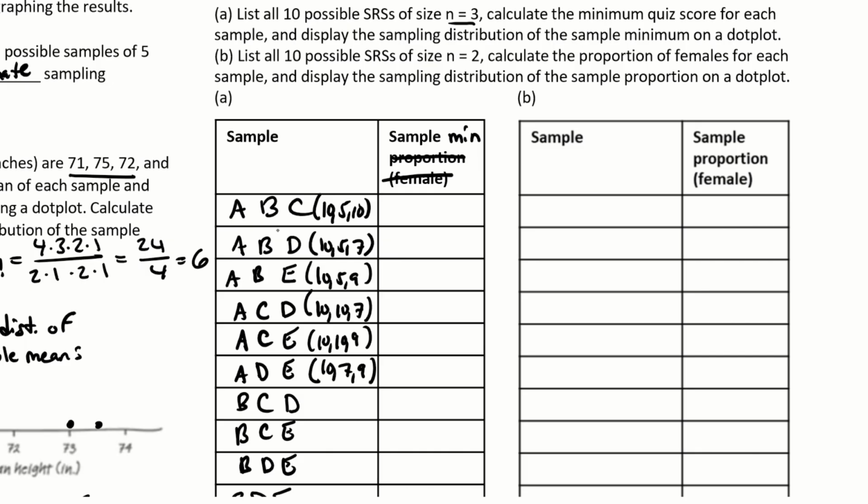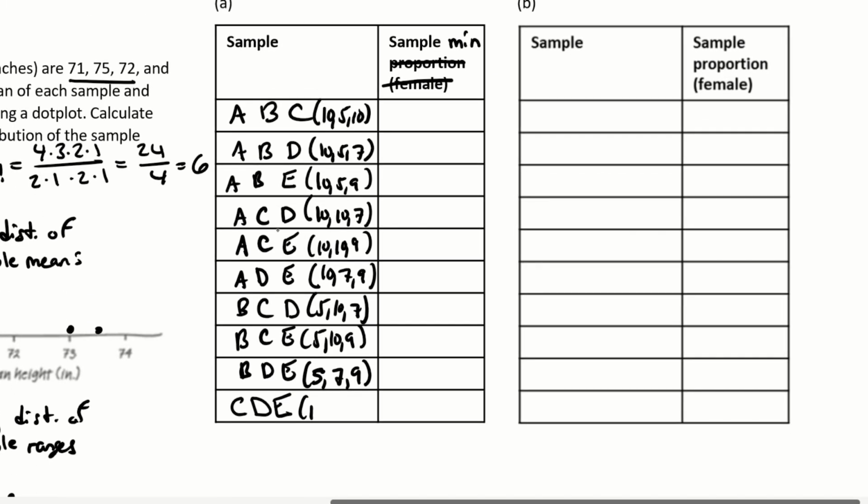BCD 5, 10, 7. 5, 10, 9. 5, 7, 9. And last one is 10, 7, 9. And now that we have the data, we can find the sample minimum. So the sample minimum is the smallest number. The smallest number here is 5.